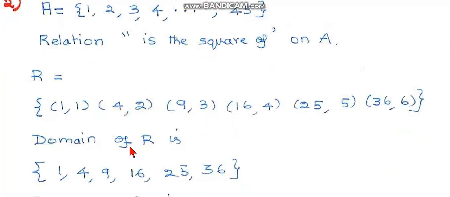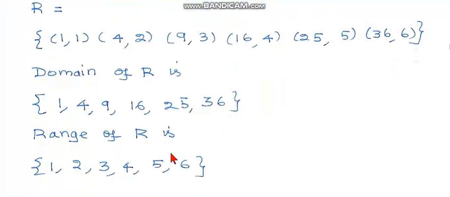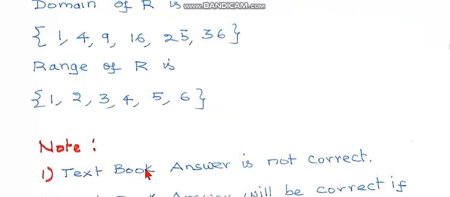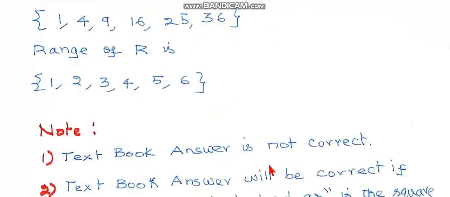Domain of R: what is the domain? We have to write the first elements: 1, 4, 9, 16, 25, 36. That's the domain of the relation. What is the range? Range is the second elements: 1, 2, 3, 4, 5, 6. That's all.